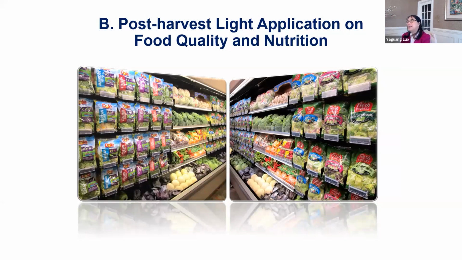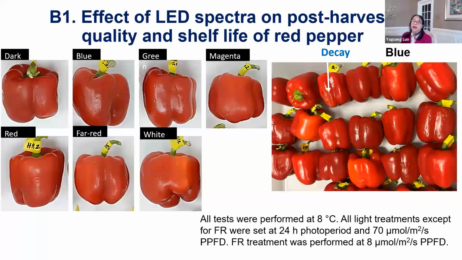But research on the effect of LED light spectra on produce quality and shelf life is just beginning. There are a lot of studies coming up, but it is still limited. So in this study, we compared different LED light spectra on quality, shelf life, and phytochemicals. We evaluated radish microgreens, bell peppers, broccoli, and strawberries. Here, I will show you two studies related to peppers and microgreens.